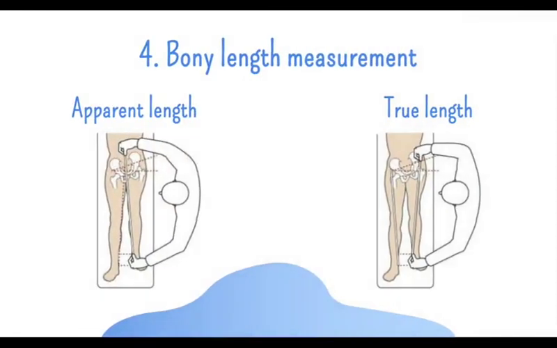The fourth one is the bony length measurement. So you have to measure the apparent length and the true length. The apparent length is measured from umbilicus to medial malleolus. And the true length you have to measure from anterior superior iliac spine to medial malleolus. And you have to comment on this length.